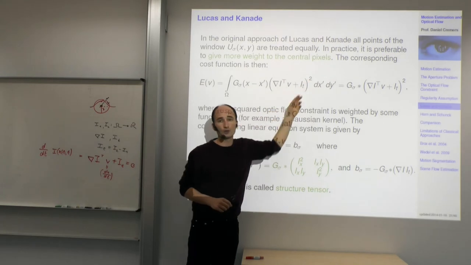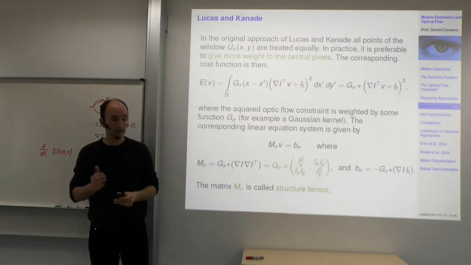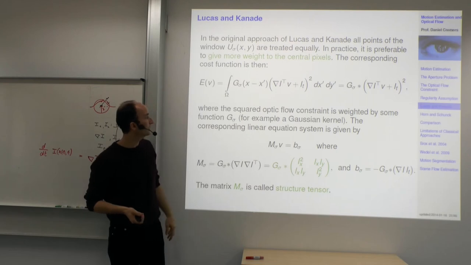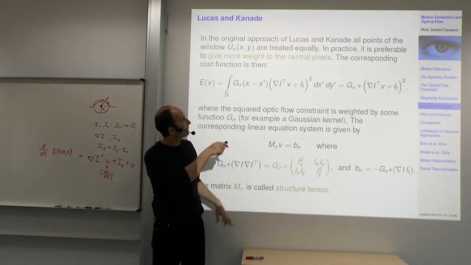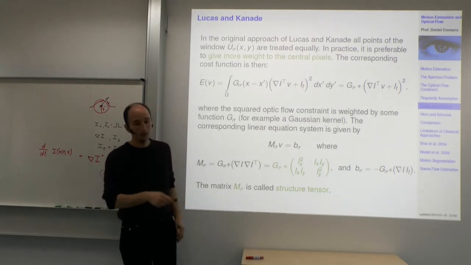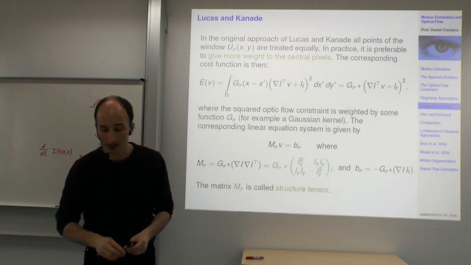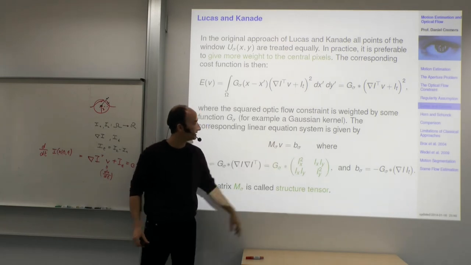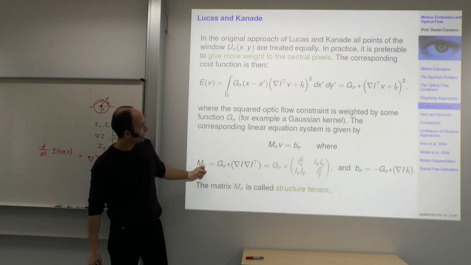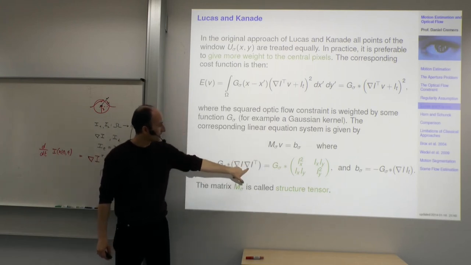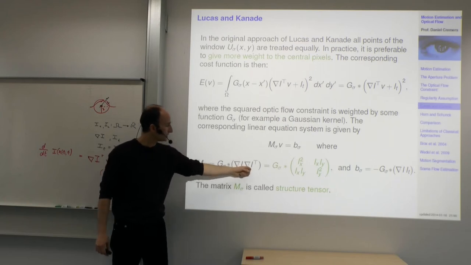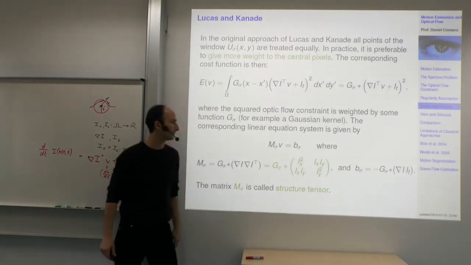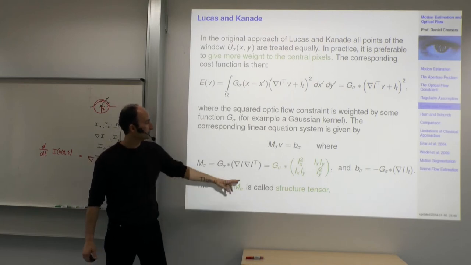The advantage of imposing a quadratic penalty, as always, is that the gradient is then linear. You know, if you do the gradient on a quadratic cost function, you get a linear expression. And so, not surprisingly, when we solve this for the velocity, we get a linear equation system. And so that is the linear equation system. Matrix times velocity is some vector b, and the matrix is actually this gradient matrix, the outer product of the gradient. So that is this matrix, the x derivative squared, y derivative squared, and the product of the x and y derivative. And that is then Gaussian smoothed.